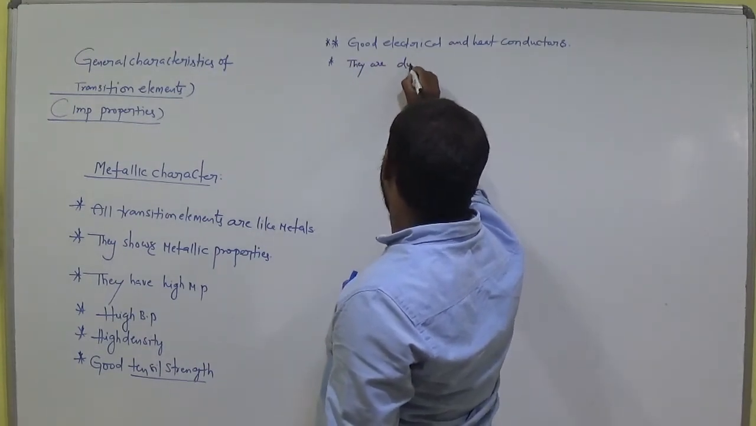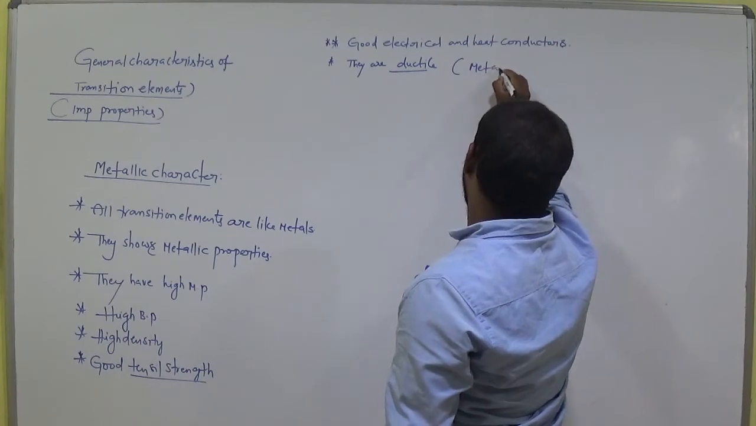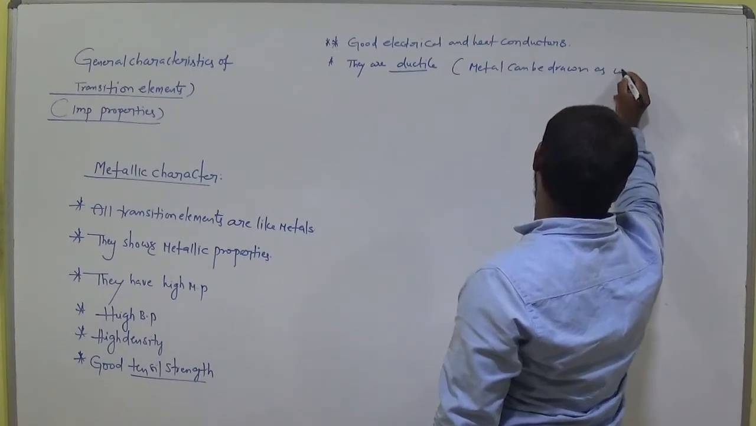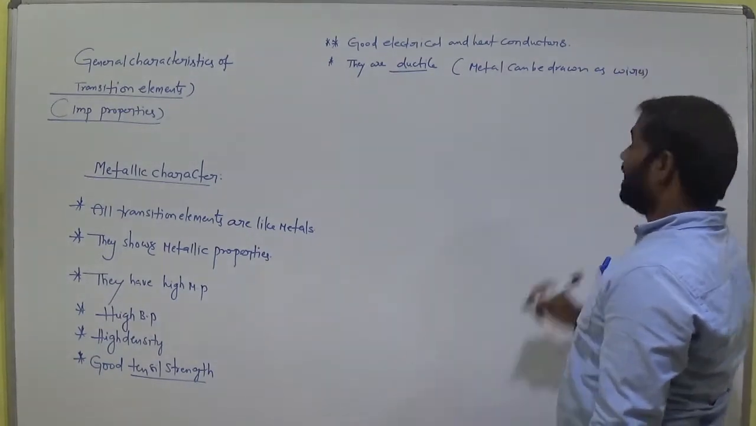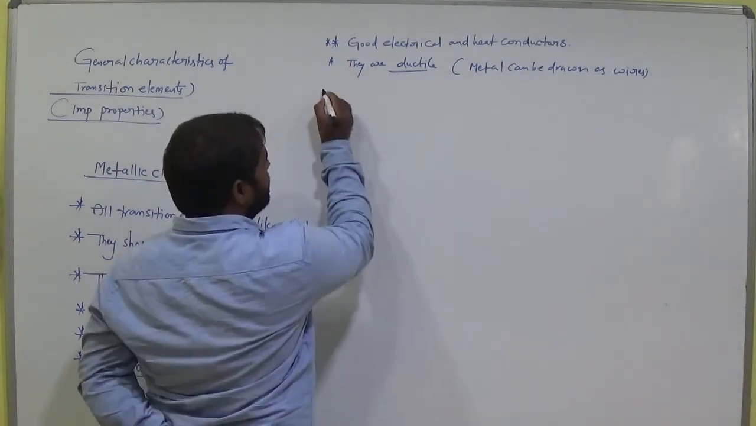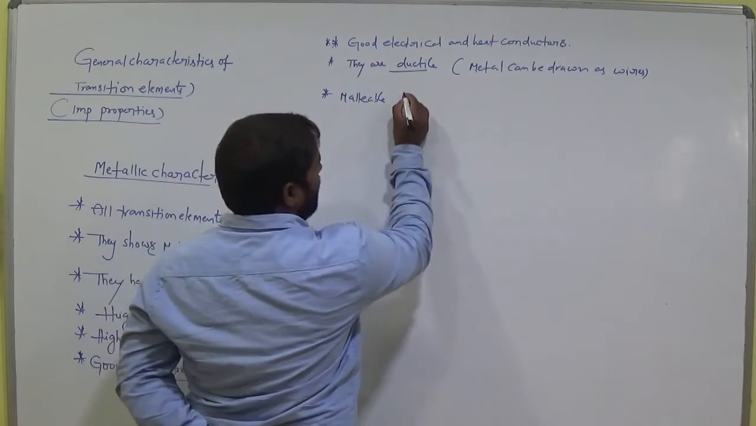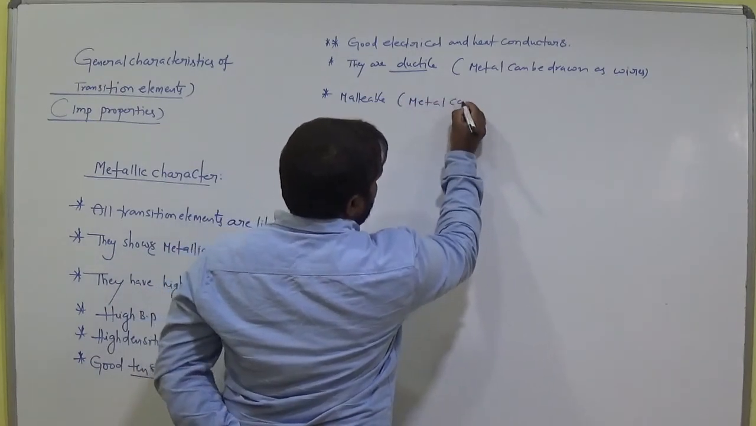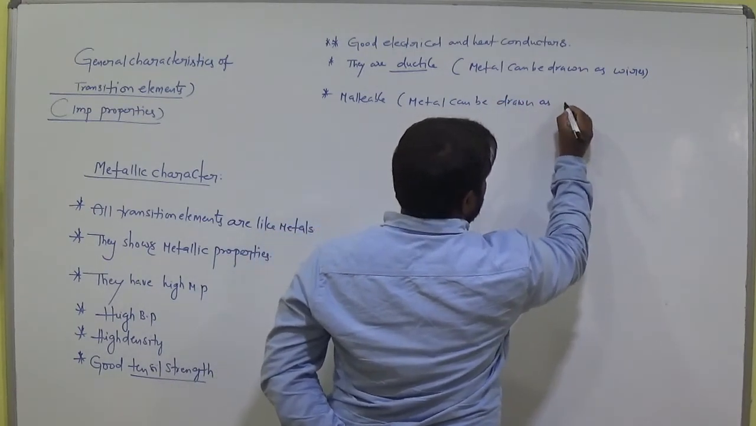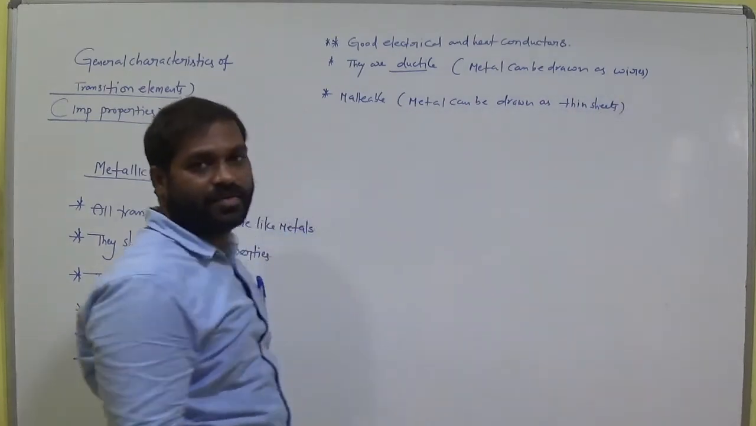They are ductile. Ductile means metal can be drawn as wires, like a ring or wires. That property of metal is called ductile. Remember this. And malleable means metal can be drawn as thin sheets. Okay.